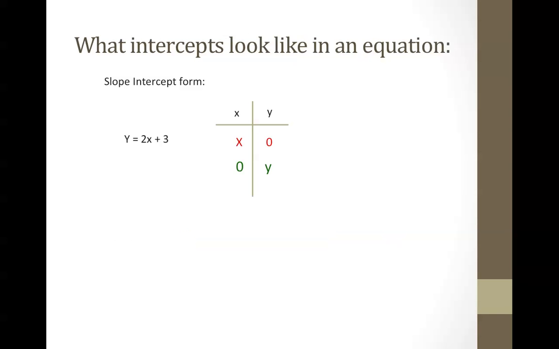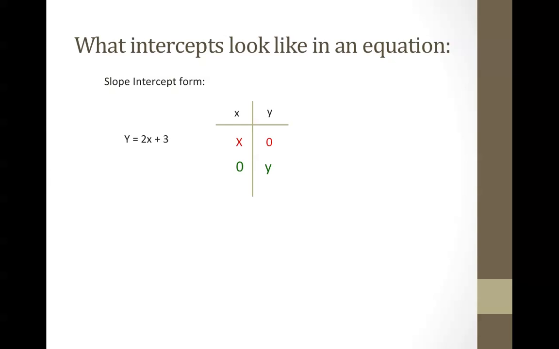Then, let's see what these intercepts look like in an equation. First, let's start with the equation of a line that's in slope-intercept form. So in this case, slope-intercept form, y equals 2x plus 3. One thing that's nice about this is we can quickly spot the y-intercept.